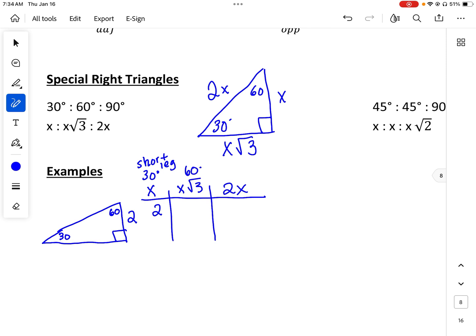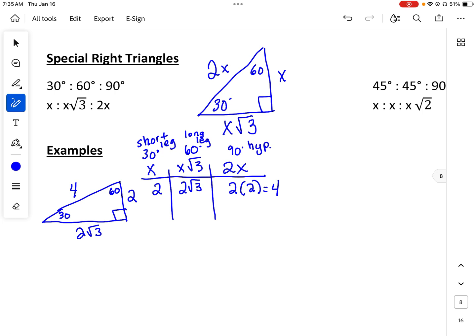So I'm going to put 60 degrees. I'm going to put long leg. And then 2x is across from the right angle. This is our hypotenuse. So to find the rest of the sides, we will use x. So 2 square root of 3 would be my long leg. Then my hypotenuse would be 2 times x. So 2 times 2 is 4. So my hypotenuse is 4. This is whenever we're given the short leg.